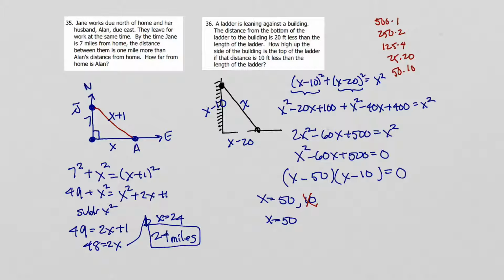So what's the question here? The question is, how high up the building is the top of the ladder? So that's what we're looking for. Well, if x is equal to 50, x minus 10 is equal to 50 minus 10. How about 40 feet?